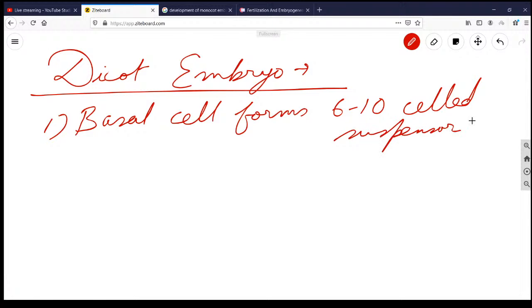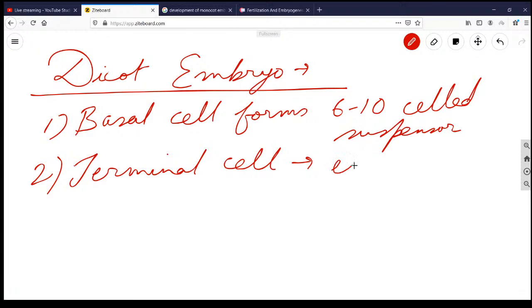Point number one in dicot. Okay. Point number two would be the terminal cell produces the embryo except the radicle. It doesn't produce a radicle. Terminal cell produces embryo except the radicle.